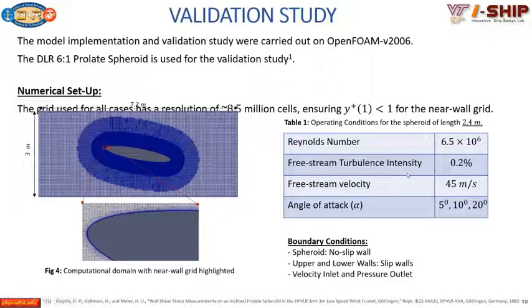The operating conditions have been given here, where the Reynolds number was 6.5 million. The free-stream turbulence intensity was set to about 0.2%, and the model was tested at 3 different angles of attack: 5, 10, and 20. The boundary conditions were set such that the spheroid had the no-slip wall condition. The upper and lower walls of the domain were slip walls. The cross section of this domain was set according to the DFVLR experimental setup at the low speed wind tunnel, which is 3x3. The inlet was given a velocity inlet, and the outlet a pressure outlet condition.